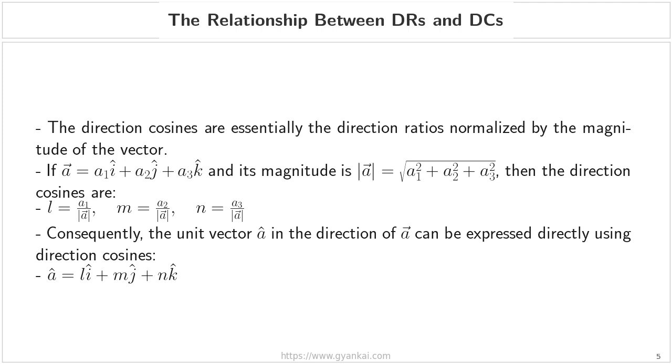The unit vector, which we write as a hat, represents a vector in the same direction as A but with a magnitude of 1. As you can see here, this unit vector can be expressed directly using our direction cosines. It is simply L i hat plus M j hat plus N k hat. This connection is vital because it shows that the direction cosines actually provide the blueprint for the vector's orientation in space.